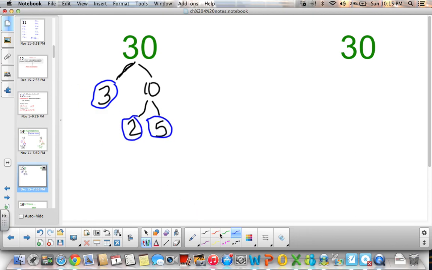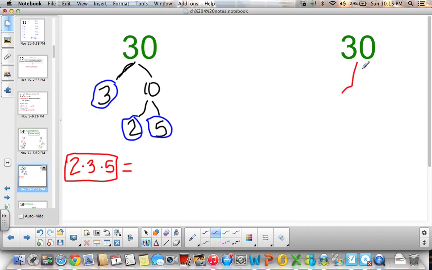So now I'm going to rewrite it with my lowest number first. 2 times 3 times 5, and we double check. 2 times 3 is 6, times 5 equals 30, but we have no duplicates of numbers, so then our prime factorization is just 2 times 3 times 5.